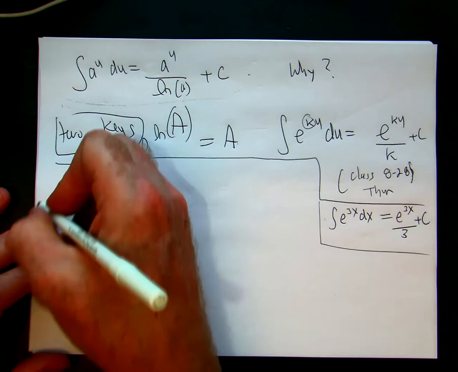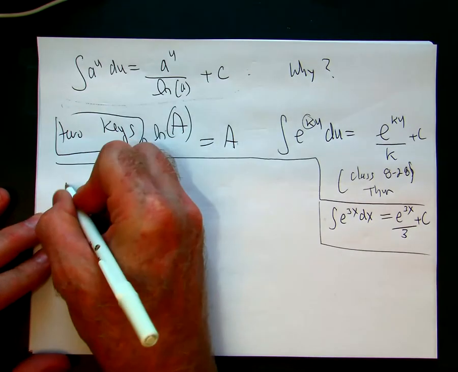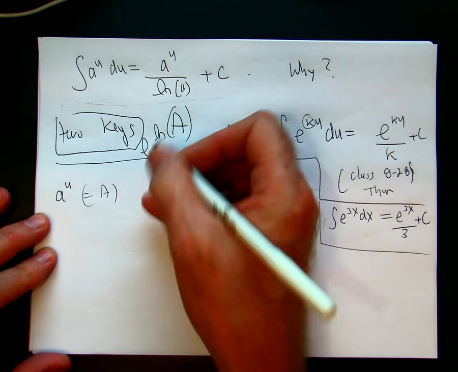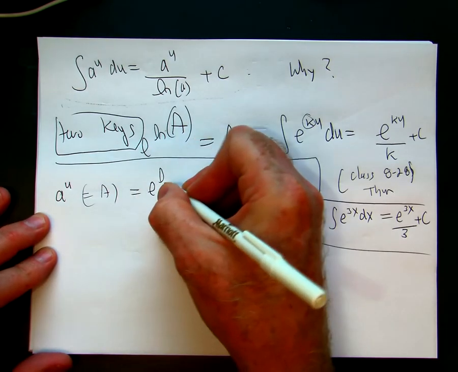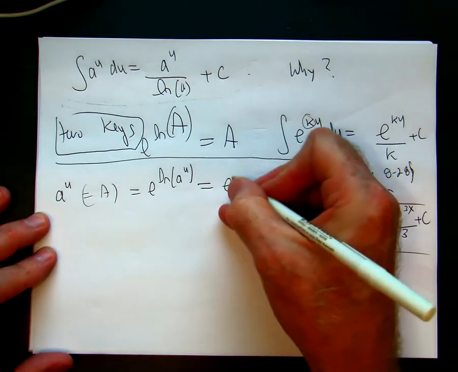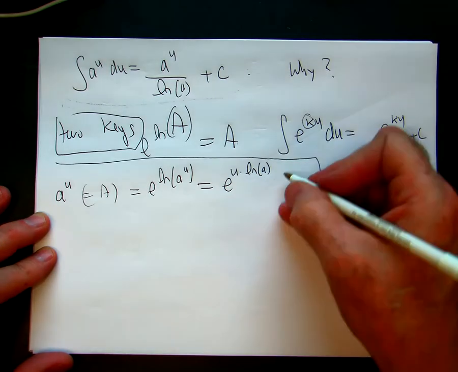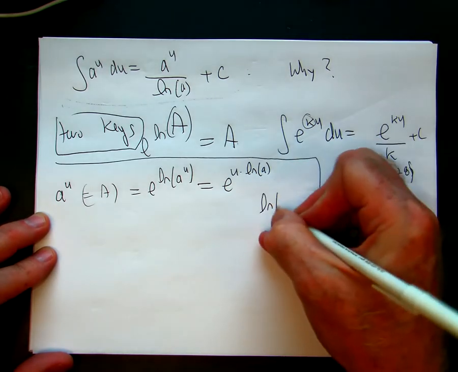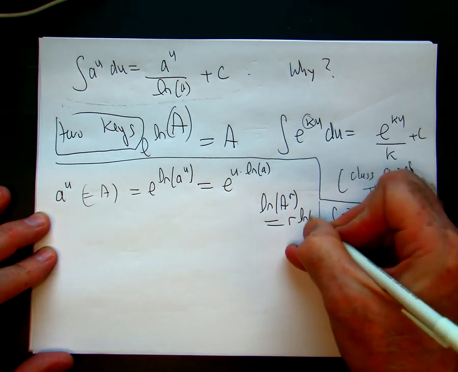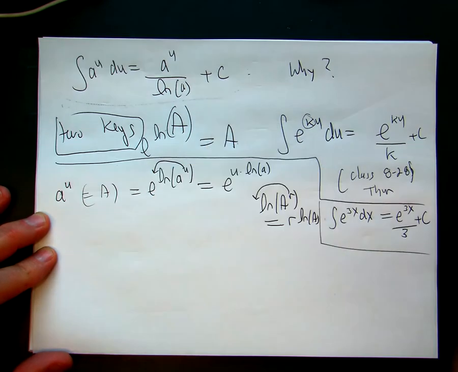Okay. So, I'm going to start with this integral, but I want to just look at that, a to the u, and this is going to be my capital A here. So this is equal to e to the log of a to the u, and this is equal to e to the u natural log of a. And remember, the reason for that is that the natural log of a to the r is equal to r natural log of a. In other words, bring that in front. So that's all I did over here.